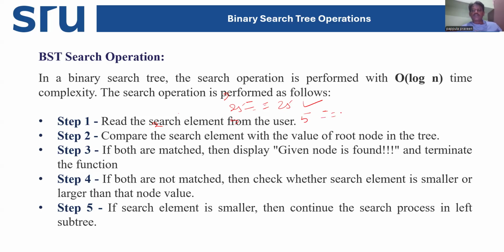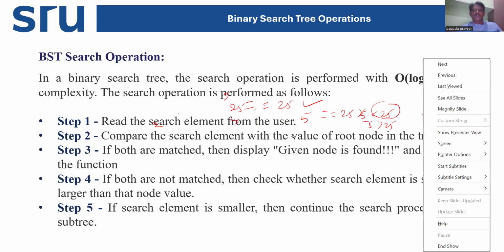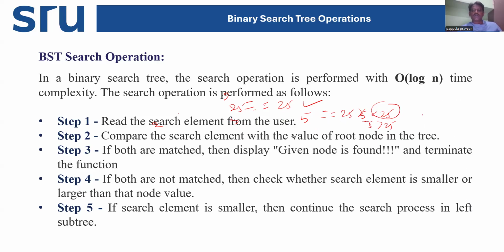Now 5 equal to 25, the condition fails. Now coming to step 4, both are not matched. Then check whether this element 5 is less than 25 or 5 is greater than 25. Root node is 25. So then we can move to the left side. If both are matched, then display node is found and terminate. If both are not matched, check whether the search element is smaller or larger than the node. So now next one is step 5.